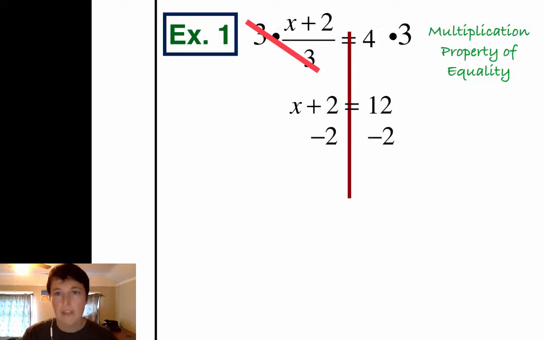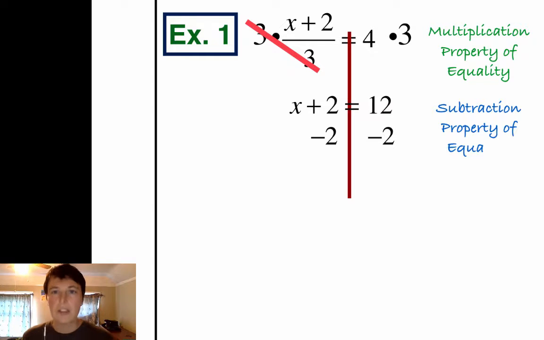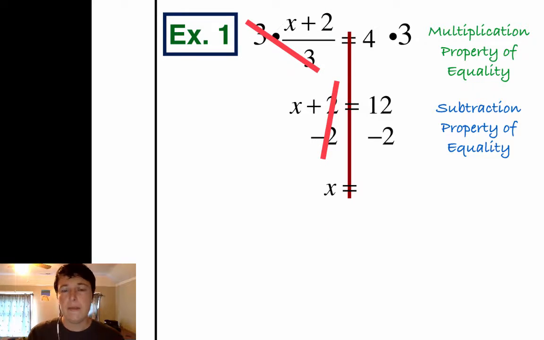And since we're subtracting from both sides, that's the subtraction property of equality. That's going to get rid of the 2's for us. Then x is going to be all by itself. Now what's 12 take away 2? Oh yeah, 12 take away 2 is 10. So x is equal to 10. We're going to circle that, and that's our final answer.